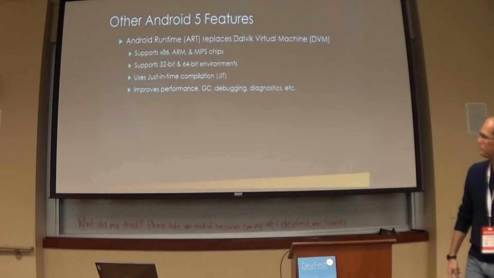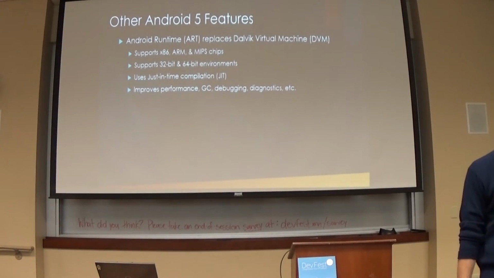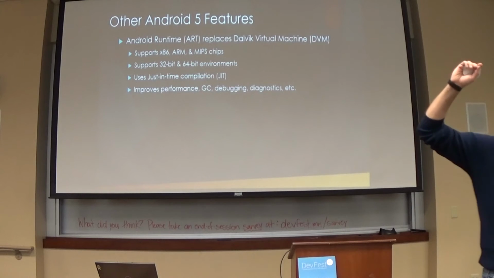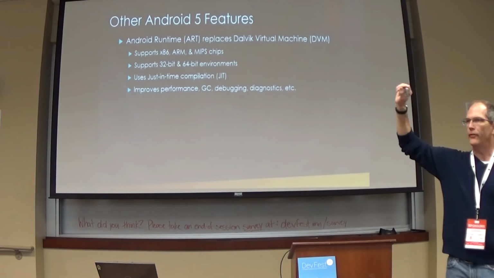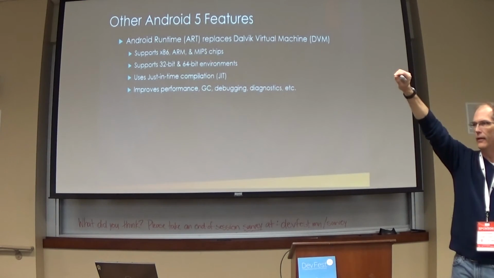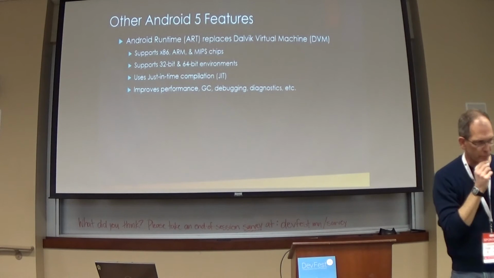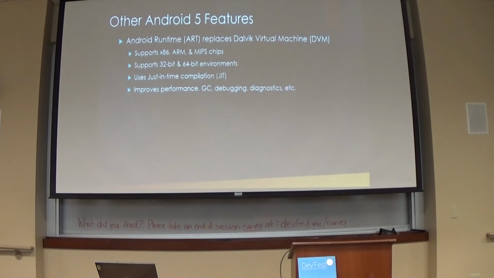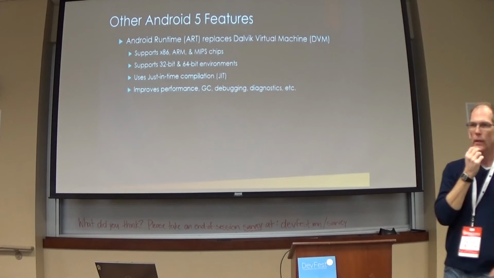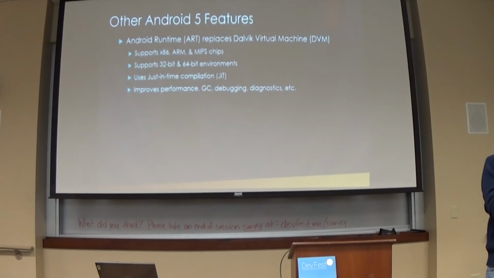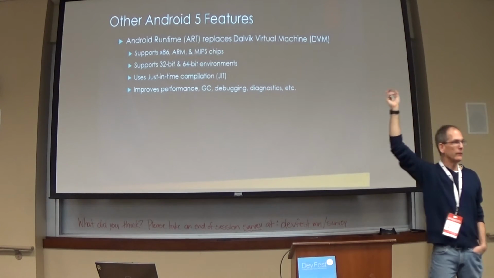Other stuff that we won't have time to get into in a lot of detail here today. ART. Everybody heard that the DVM is dead, long live ART, right? That's our new virtual machine on Android. And it really is, at least according to the folks at Google, a bottom-up replacement of the DVM for lots of different reasons. Most importantly to you all and to me, it now supports different processing chips out there.